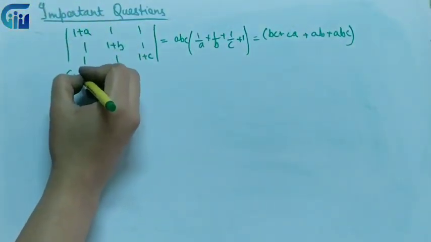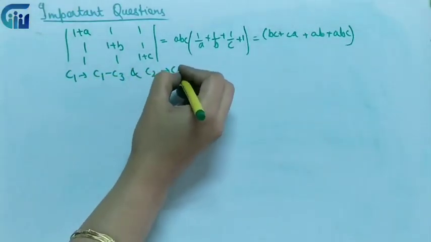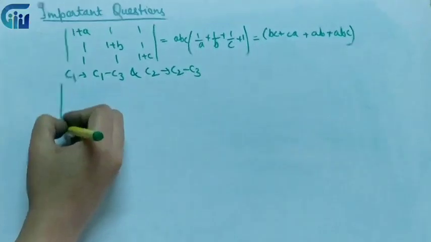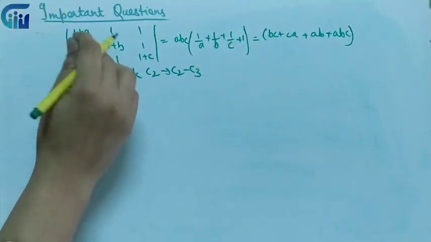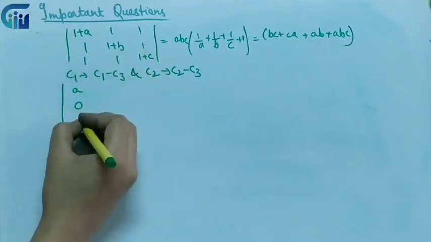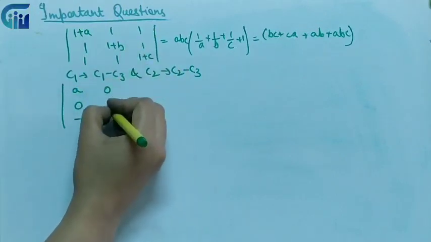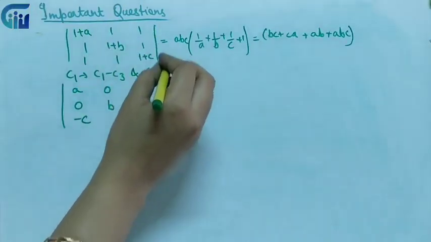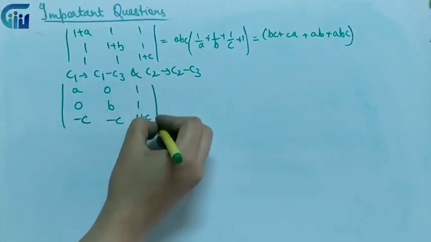So what I will be working on is, I'll write C1 such that C1 minus C3 and C2 such that C2 minus C3. So if I write it like this, what will happen? 1 plus A minus 1 will give me A, 1 minus 1 will give me 0, 1 minus 1 minus C will give me minus C, 1 minus 1 will give me 0, 1 plus B minus 1 will give me B, 1 minus 1 minus C will give me minus C. This is 1, 1, 1 plus C.